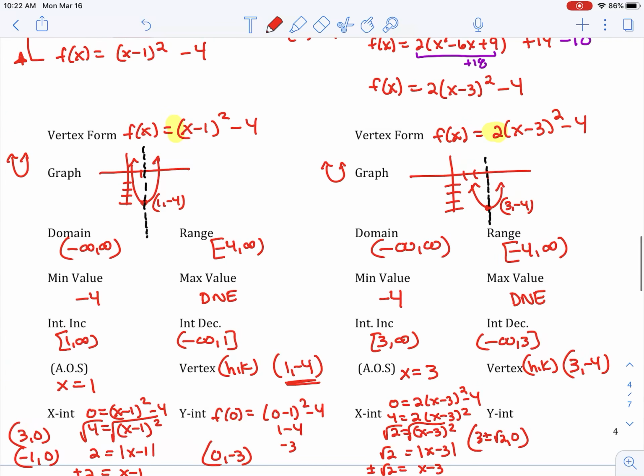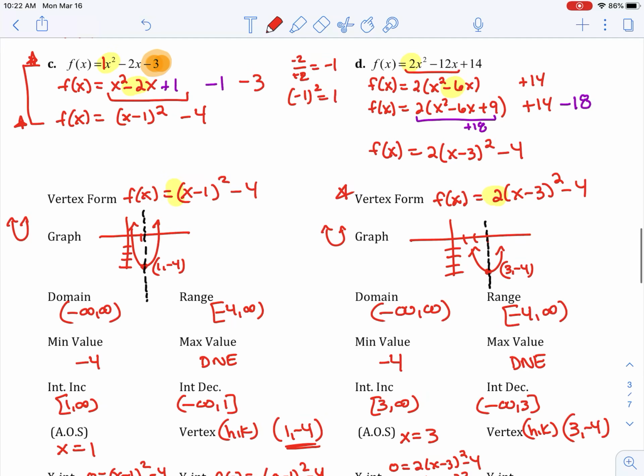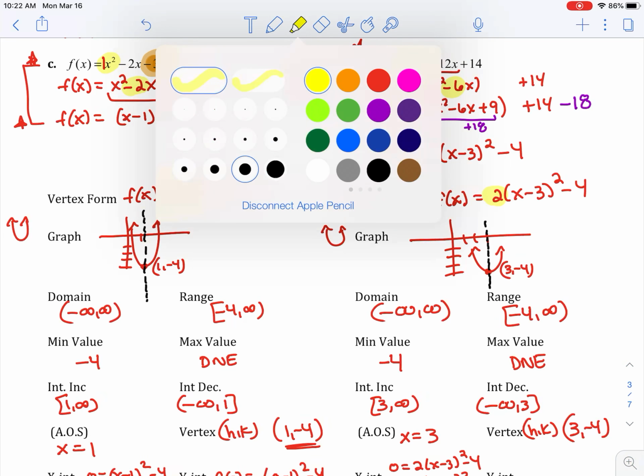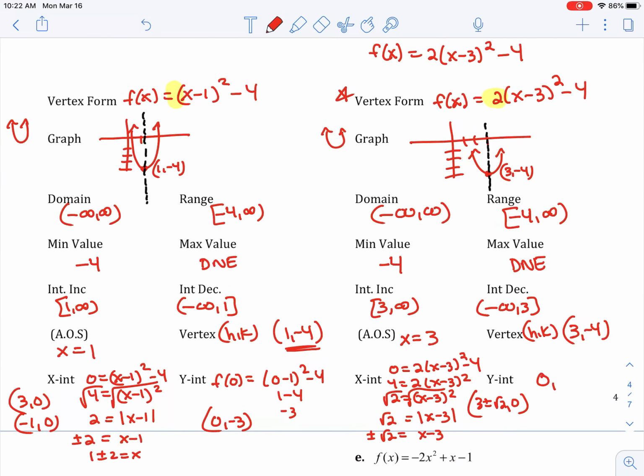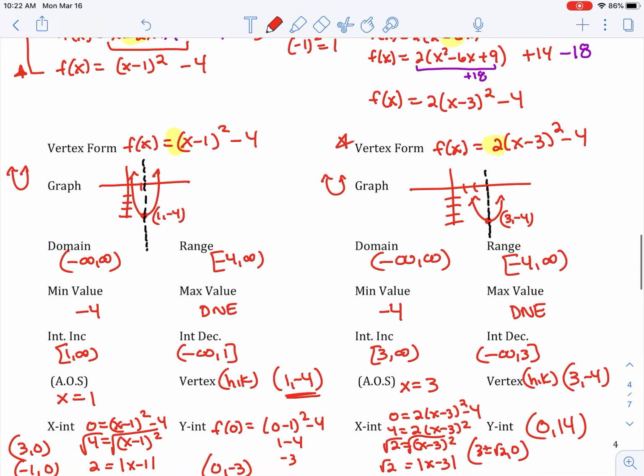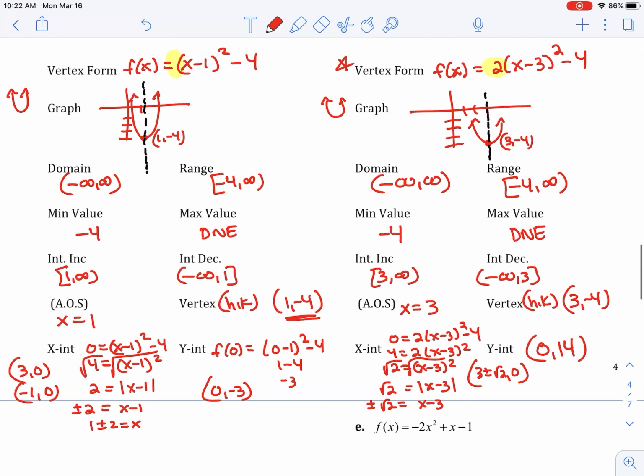And my y-intercept, keep in mind with my y-intercept, I can look and use vertex form setting x equal to 0, or I can use my standard form. And if I go to my standard form, remember that my y-intercept is always going to be right here in my c if I'm replacing my x's with zeros. So my y-intercept, without having to do any work, is just the point 0, comma 14.